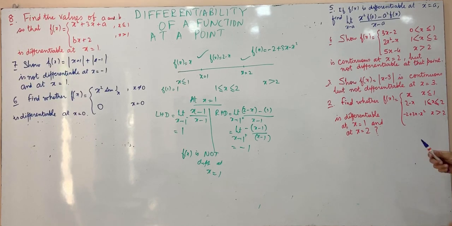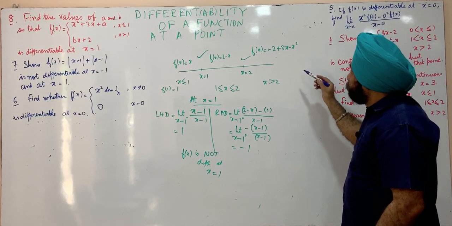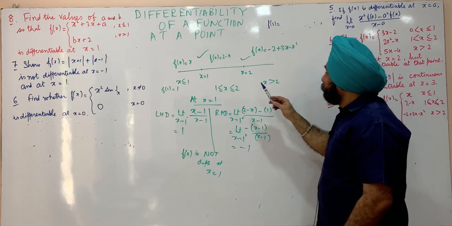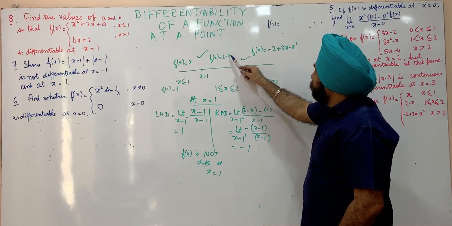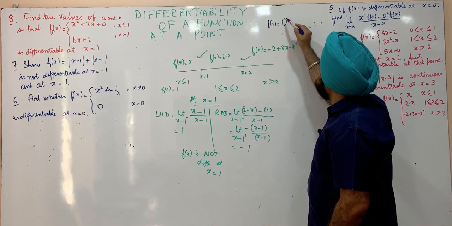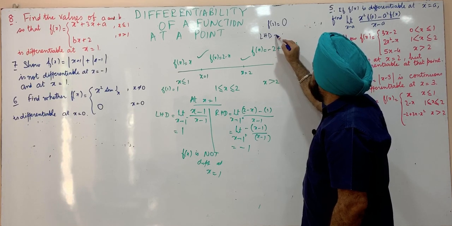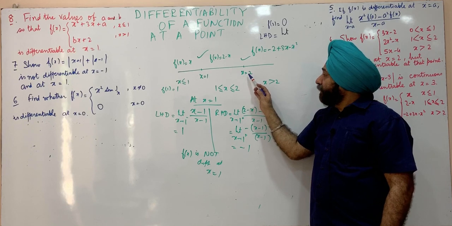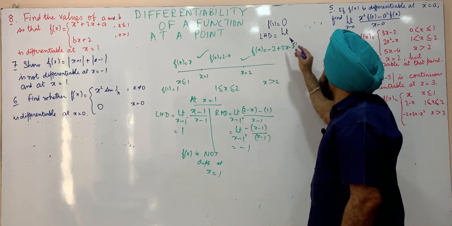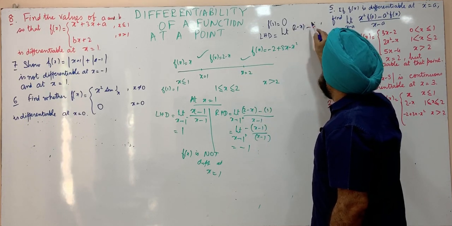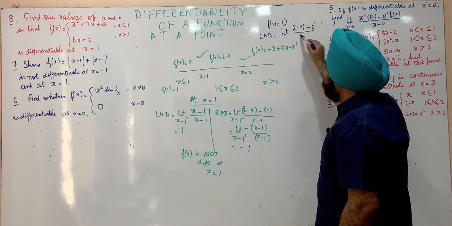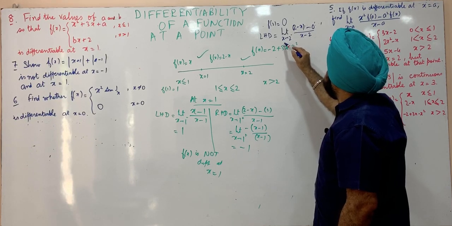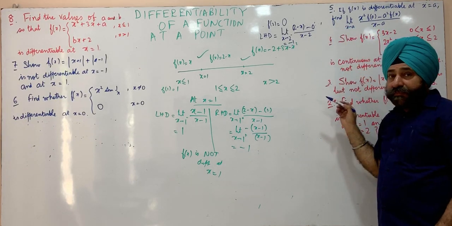The next one, at x is equal to 2. So we find out f of 2. F of 2 is equal to 2 on this side, so it will be 2 minus 2, that's 0. Find out left hand derivative at x is equal to 2. It's limit of, immediately to the left of 2 is this function. So 2 minus x minus f of 2, which is 0, upon x minus 2 as x approaches 2 minus. So that will give us minus 1.